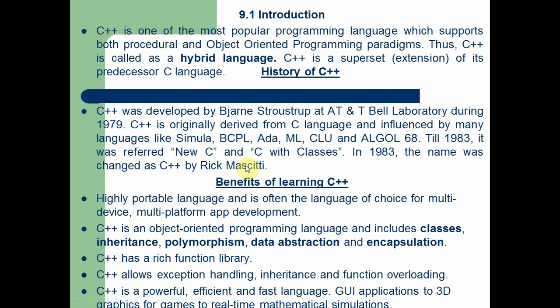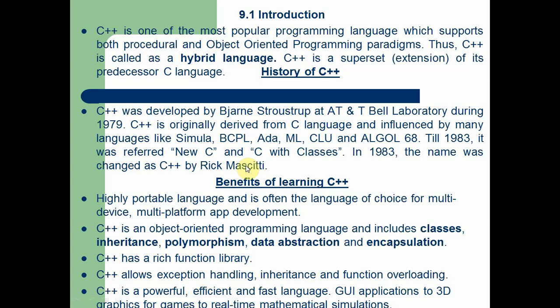First benefit is C++ is a highly portable language. Portability refers to platform. Here platform refers to operating systems and devices. C++ programs can work in many devices and in all operating systems. So this is the first benefit of learning C++.